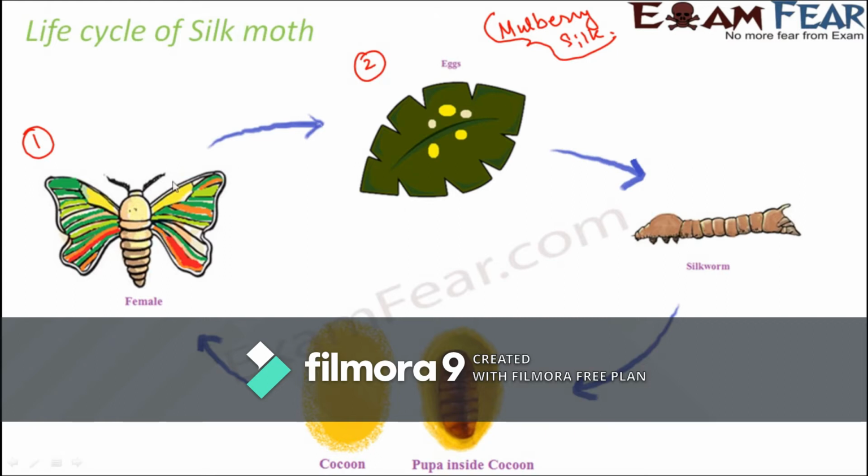Now the female adult silk moth lays eggs. So this is where the eggs are being laid on the leaves of a plant, and these eggs then will gradually grow to form a worm-like structure called the silkworm. So that's how the silkworm is formed. Now once the silkworm is formed, what happens next?